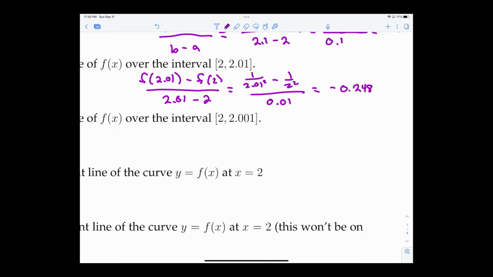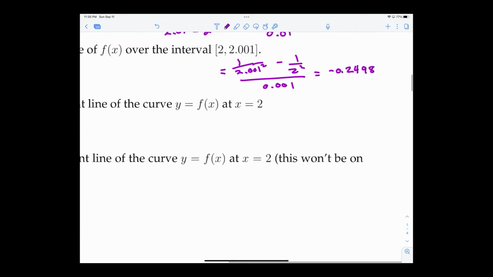Next one, I'll just go straight to this part. 1 over 2.001 squared minus 1 over 2 squared, over 0.001. So punching this in. All right, what do we get? We get negative 0.2498. Just going over a little bit, one extra decimal point there.